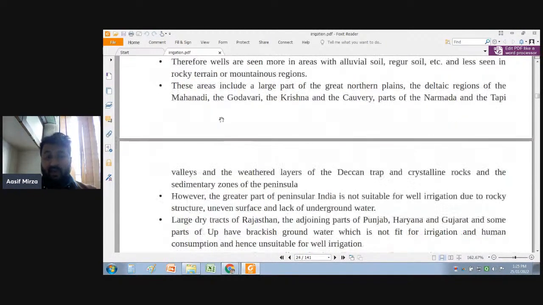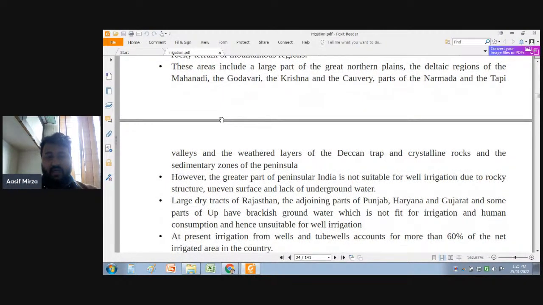valley, and the weathered layers of the Deccan Trap and crystalline rocks and the sedimentary zones of the peninsula. However, the greater part of peninsular India is not suitable for well irrigation due to the rocky structure, uneven surface, and lack of underground water. Large dry tracts of Rajasthan, the adjoining parts of Punjab, Haryana, and Gujarat, and some parts of UP have brackish groundwater which is not fit for irrigation and human consumption, and hence unsuitable for well irrigation.